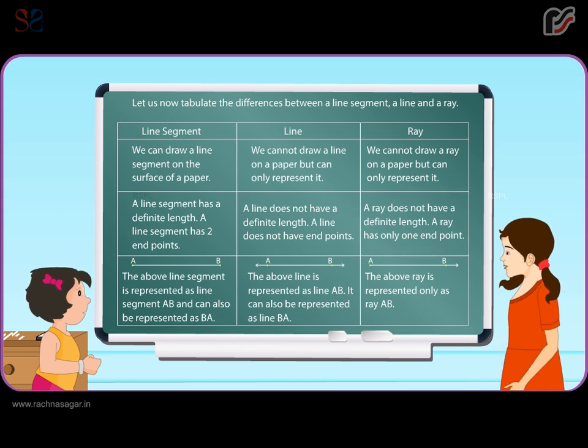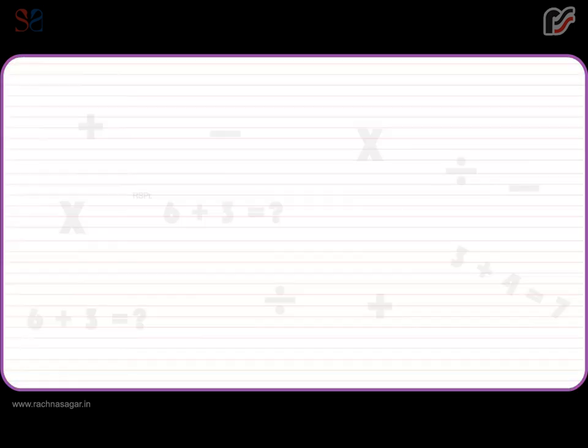Line segment. The above line segment is represented as line segment AB and can also be represented as BA. Line. The above line is represented as line AB. It can also be represented as line BA. Ray. The above ray is represented only as ray AB.